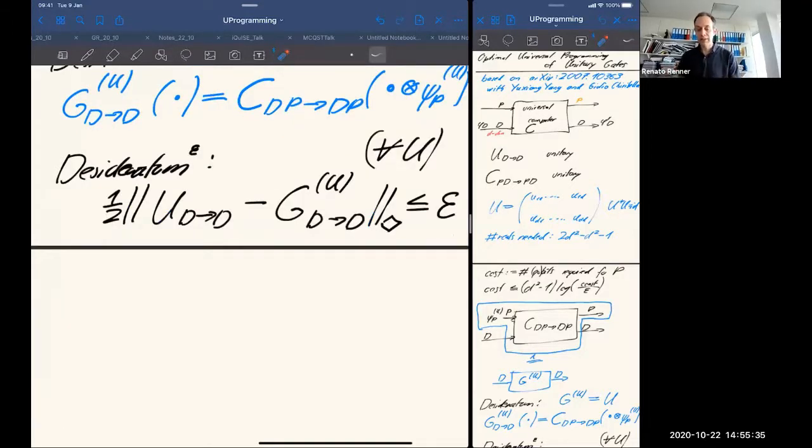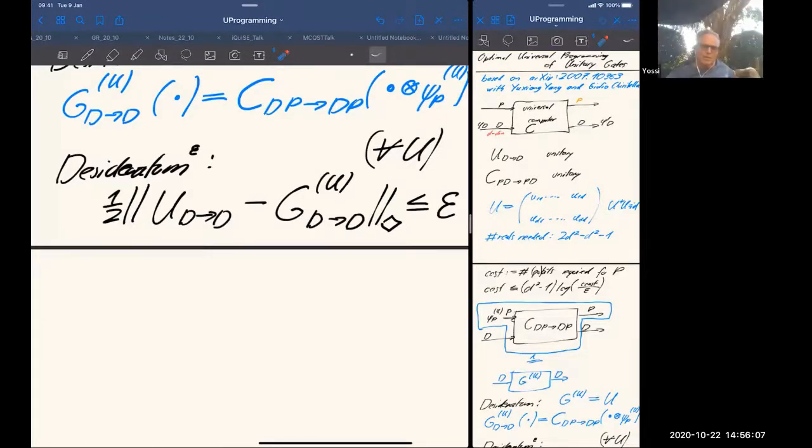But it's just a distance measure, which has actually an operational meaning, which is probably more important, namely that the probability that at the end the result, if you have a classical result of the computation, would be different in the two cases. In the case of the real unitary U that you want to execute, and in the case of the actual G that you execute, if this difference is small, smaller than epsilon, then also the probability that you make an error is smaller than epsilon.